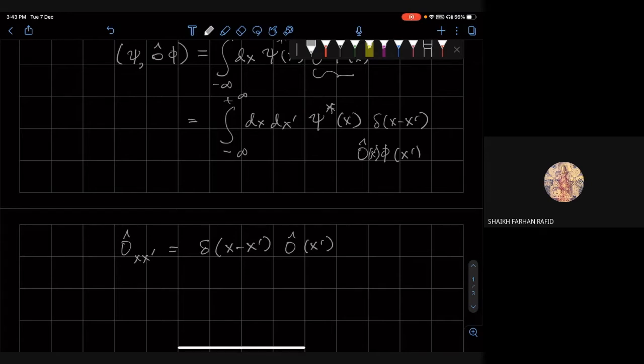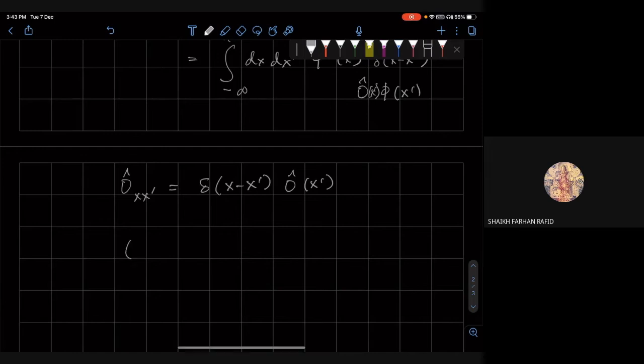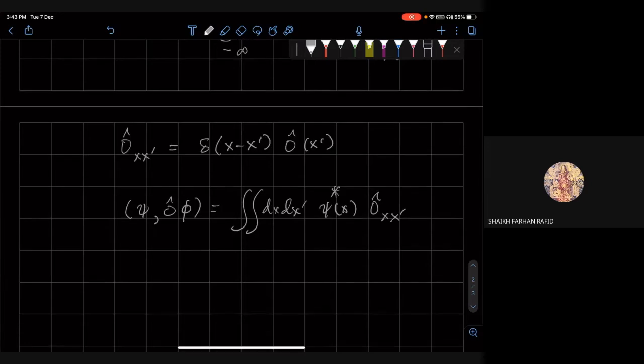Okay. Then we can write this inner product as psi, O hat, phi, and then some integral over dx prime, psi of x, and now this is essentially a matrix element, O_{xx'}. Sorry, this should be a star here, and phi of x prime. Okay, so this is how we define what O_{xx'} is.